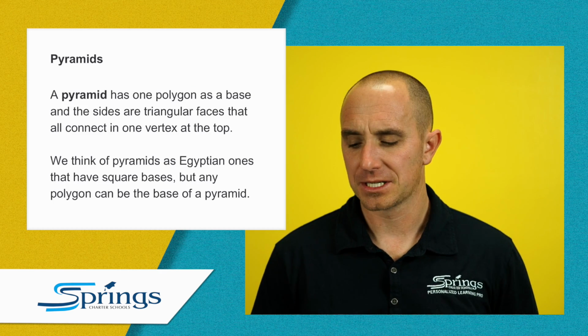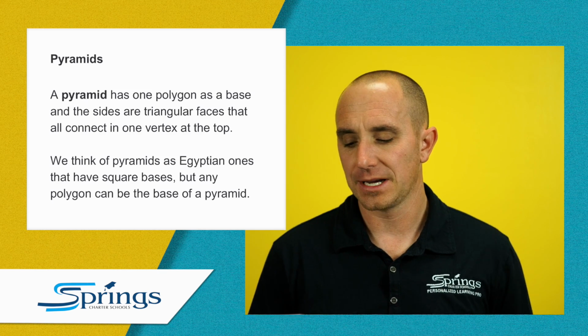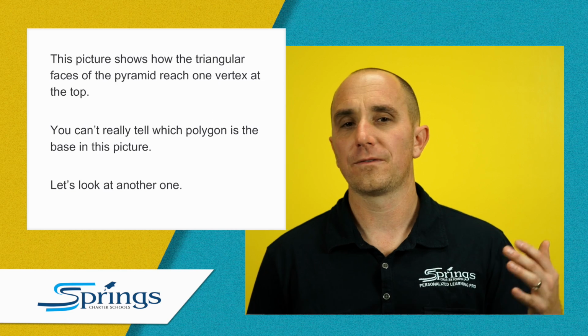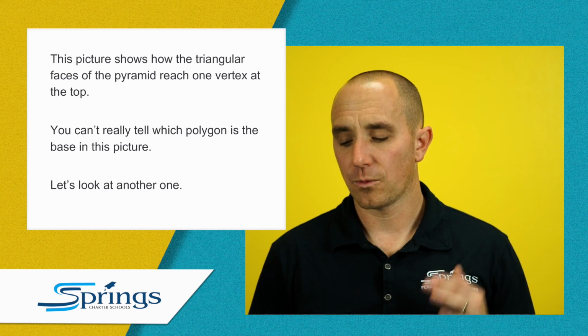Yeah, we also have pyramids. A pyramid has one polygon as a base, and the sides are triangular faces that all connect at one vertex at the top. Okay, so think of the Egyptian pyramids. That's the one that everyone thinks about. Okay, you can't really tell from the picture, but the base is a square and all the faces are triangles, and they meet at one vertex.